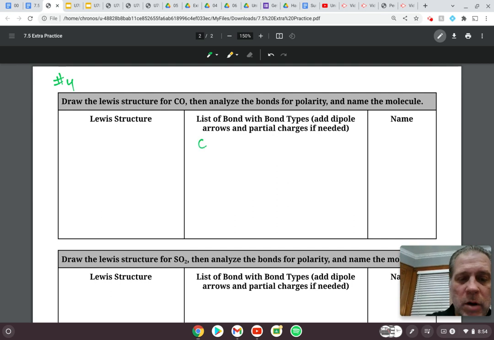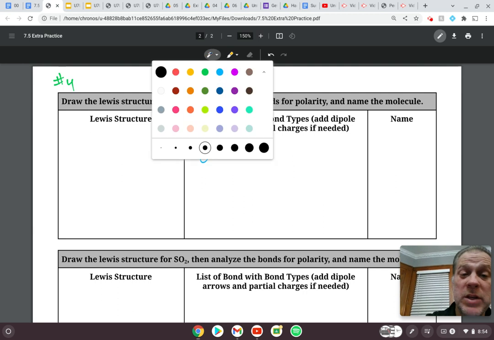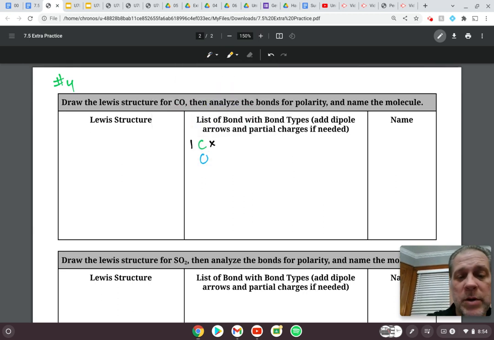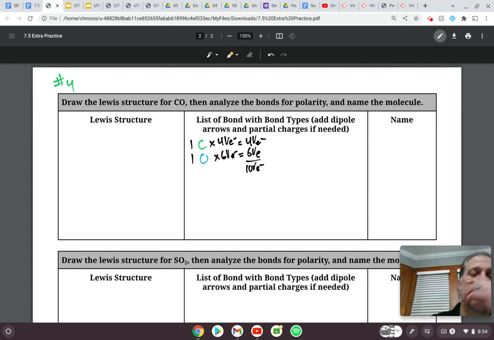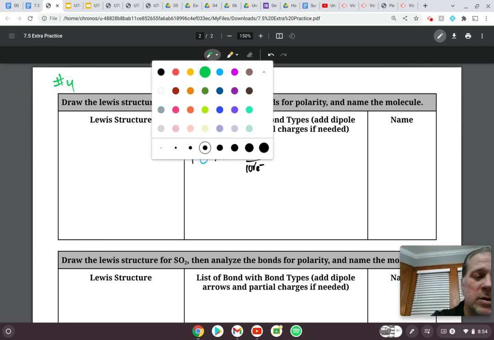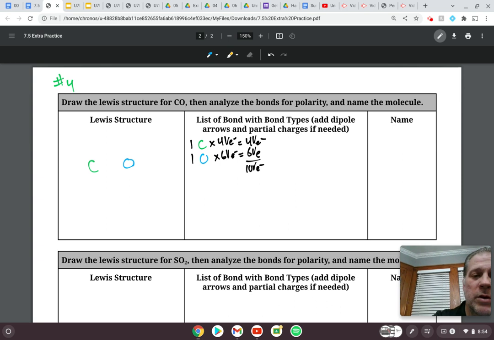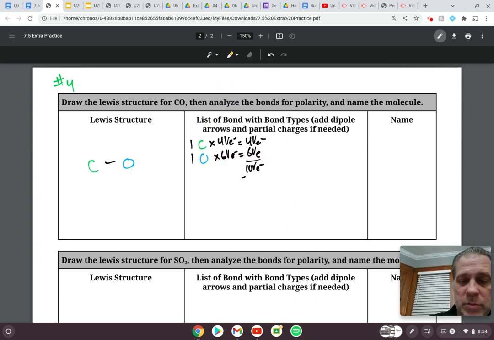So I see that I have carbon and I have oxygen, and there happens to be one of each, which makes this really simple. So 1 carbon times 4 valence electrons is 4 valence electrons, and 1 oxygen times 6 valence electrons is 6 valence electrons. We add them up and we get 10 total valence electrons. So I'm going to start by taking my carbon and my oxygen, and I'm going to start with a single bond.